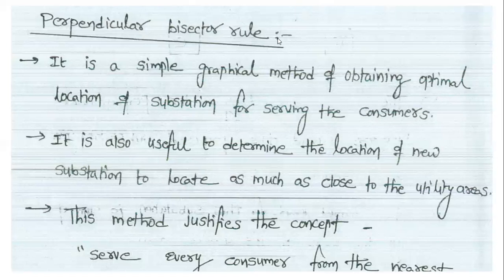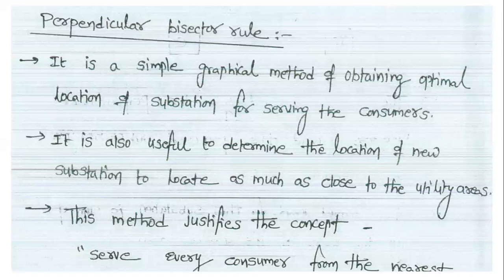The bisector rule is one type of graphical method. It is also useful to determine the location of a new substation. By using this bisector rule, we determine the location of the new substation so that it is located as close as possible to the utility service area. The distance between the utility service area and the substation will be determined by using the perpendicular bisector rule.